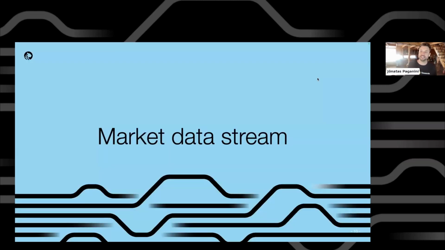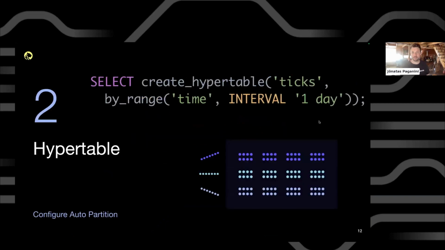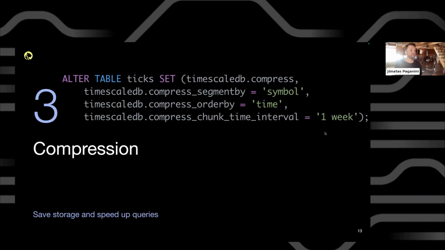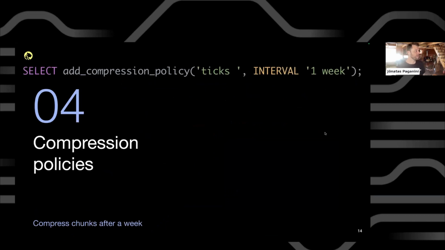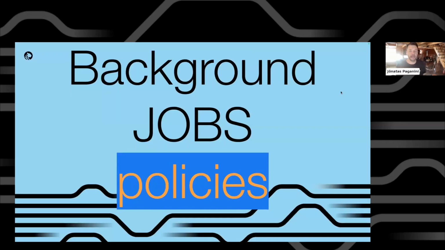We are talking about a market data stream, and we are storing ticks. So it's like trade data. So we have a time, symbol, price, and volume. And this is our hypertable that is also being partitioned by 1 day. So this partition is also compressed by 1 week. And then we also have a compression policy that will just do it in the background. And then we have hierarchical continuous aggregates to just generate candlesticks on top of every data that is in the database.